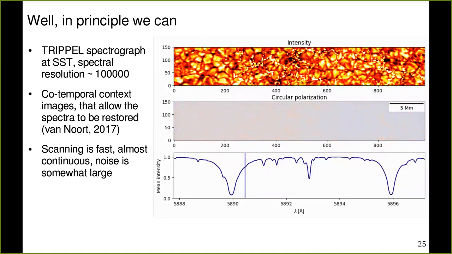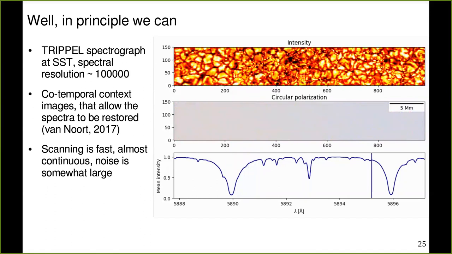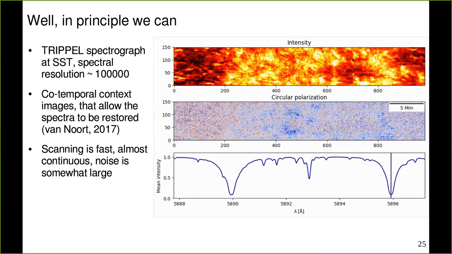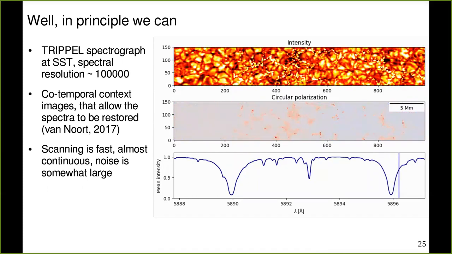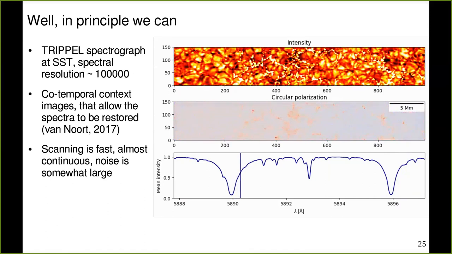For example, one thing I just want to show very briefly is a technique originally proposed by Christoph Keller, but finally executed by Michiel van Noort. The idea is that, simultaneously with performing your raster scan, you also record images of the same region in some other channel. The best is to use the so-called slit-jaw image, which is everything except the slit. This image gives you context, which allows you to obtain the PSF of your atmosphere and everything else.